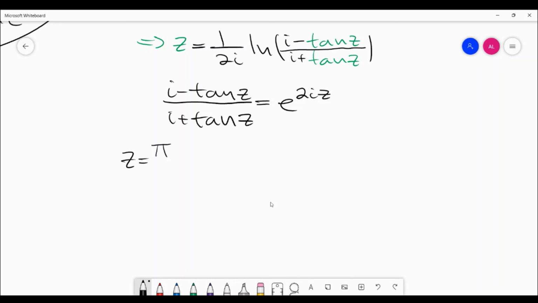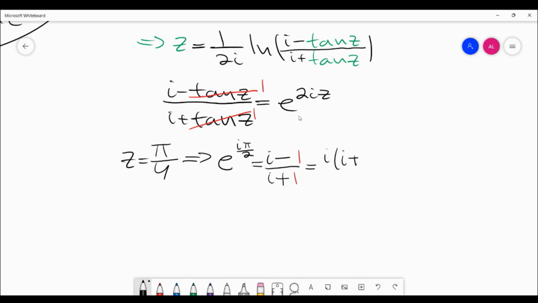So if we try, for instance, z equals pi fourths, right, we're trying to get a convenient value of tangent of z, and z equals pi fourths yields e to the i pi halves equals (i minus tan of pi fourths, which is 1) over (i plus tan of pi fourths, which is again 1). So we have e to the i pi halves equals (i minus 1) over (i plus 1). And then we can factor an i out of the numerator, and we have i times i, which is negative 1, plus i times 1, that's i. So this factorization works over i plus 1. These cancel, and we have i.